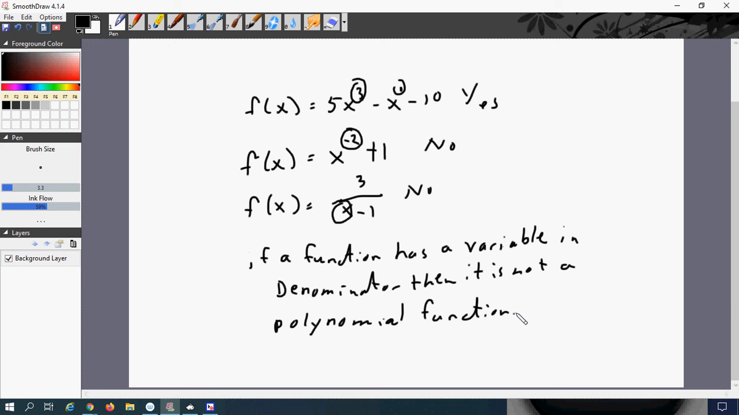So those are the three basic ones you really have to know. And so that's the basics of knowing if this is a polynomial function or not.